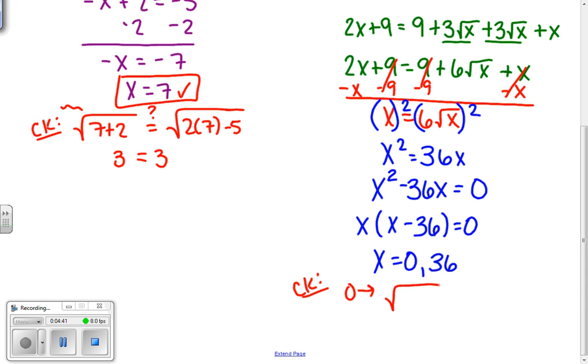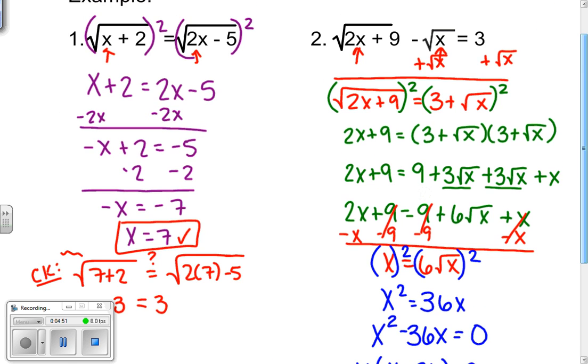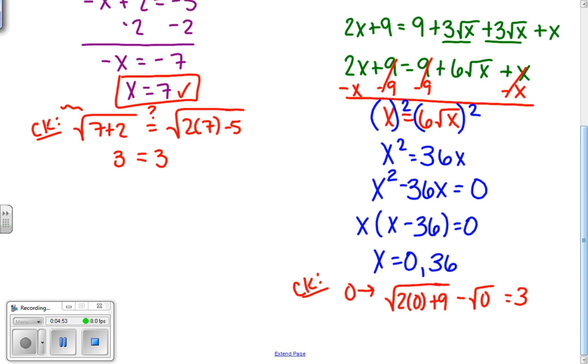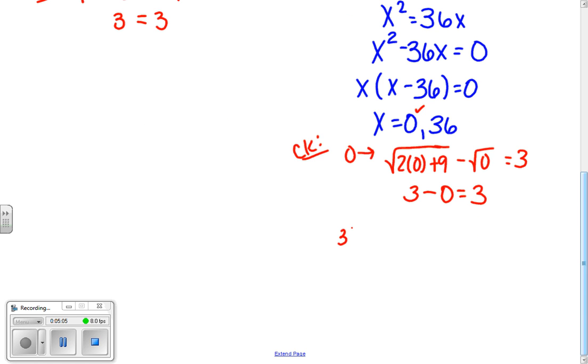So the square root of 2 times 0, I think that was plus 9. Yep. Plus 9 minus the square root of 0 should equal 3. 2 times 0 is 0, plus 9 is 9, and the square root of 9 is 3. The square root of 0 is 0, and it does equal 3. So 0 checks. I'm going to check 36 next.